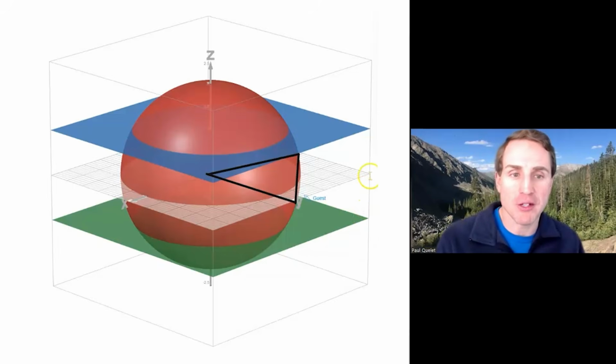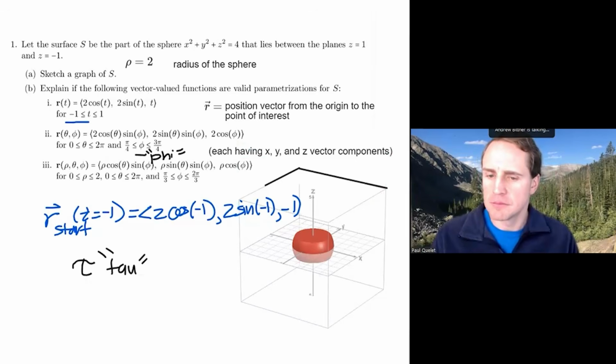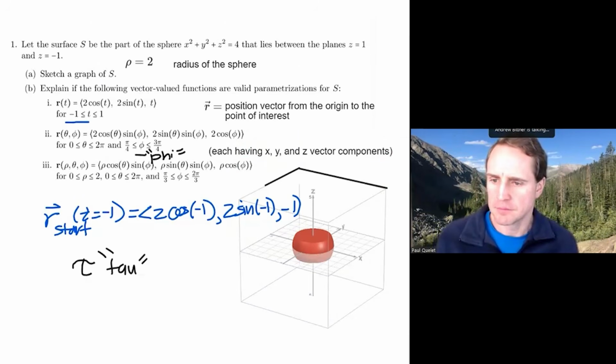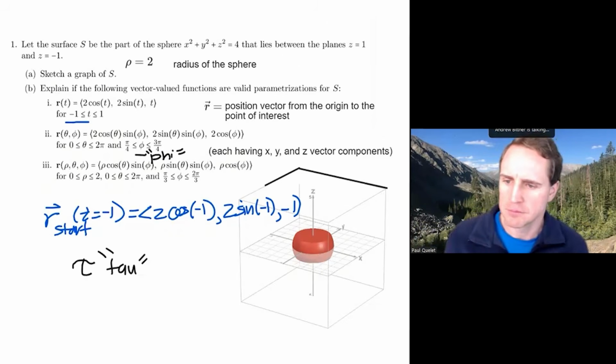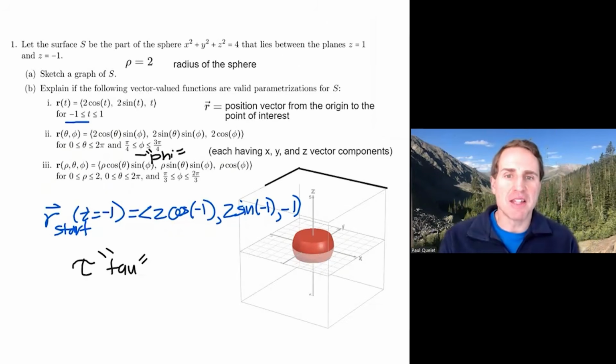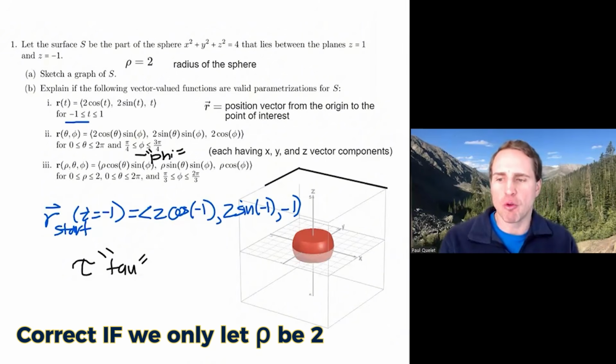Yeah. Lowercase Roman numeral 3. Okay, I think this one is right because it accounts for both angles and the radius. And so far the bounds for everything are correct. So if rho is the radius and it extends as far as it needs to go, and then the angle forms like a full 360 degrees, and the bounds for phi represent that like 30-degree angle. So that's good also. Yeah, I would say it's correct if we only let rho be 2.